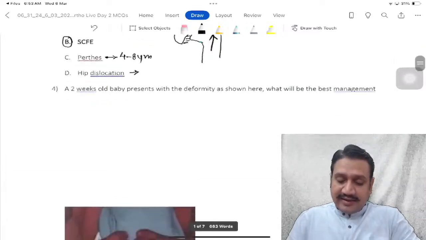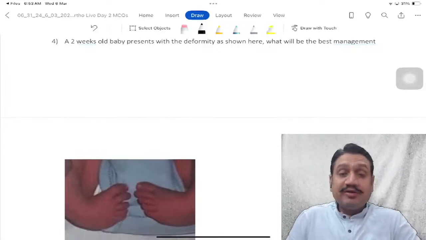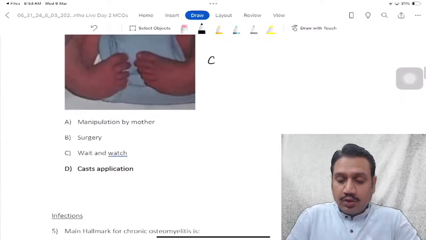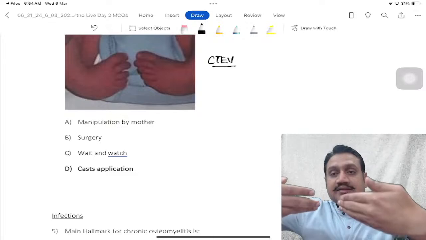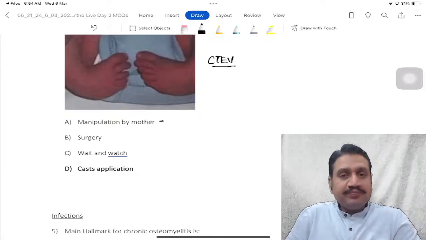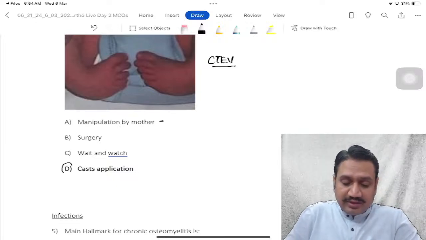All right. Next one, a 4-week-old baby presents with the deformity as shown here. What will be the next best management? So we are talking about a case where, as you can appreciate, bilaterally the feet are deviated like this. That is CTEV. So what should be done? Manipulation by mother, yes, it has to be done whenever possible, but the best treatment always has to be surgery.